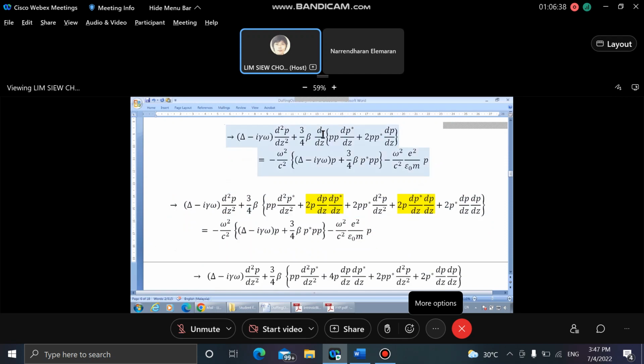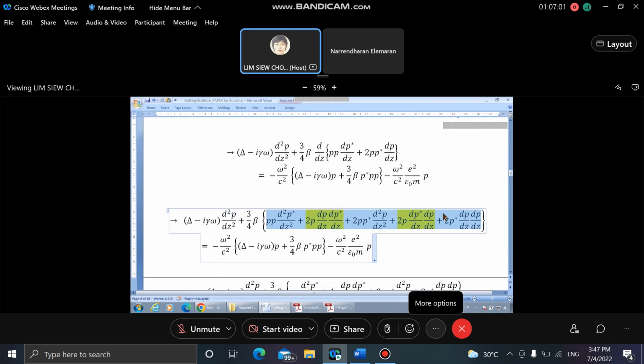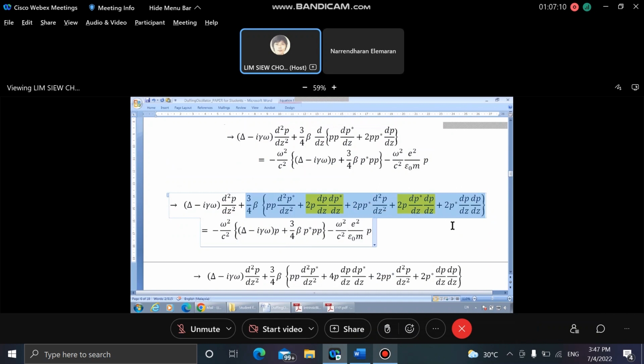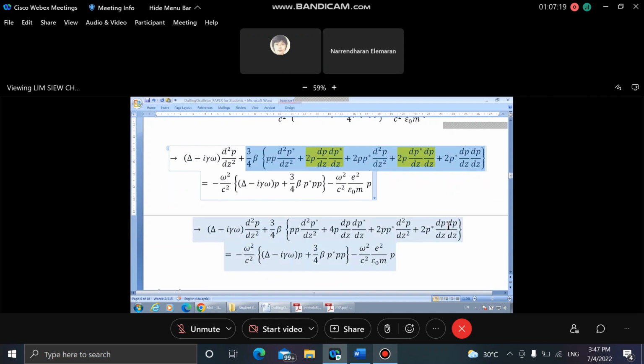Okay, so now this term changes to become 4 terms. Why do we have 4 terms? Because we operate this d over dz on this and also on this. On this you have some terms, on this you have some terms also. Simplify. Okay, you have these 4 terms. Okay, right? So this term, until this term, I leave it to you. I think to derive, you have no problem, right? See whether you can get the same results or not. Okay, doctor.